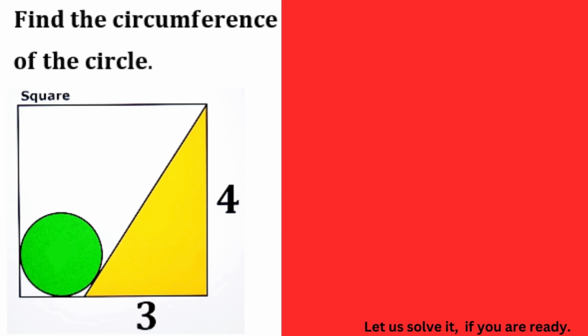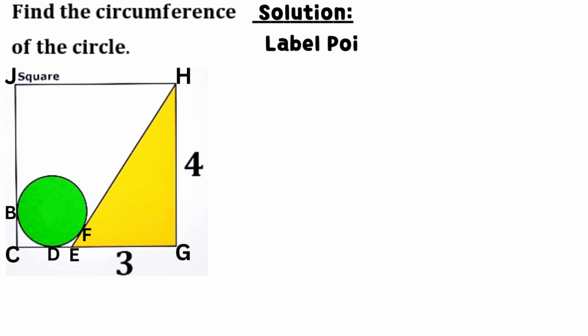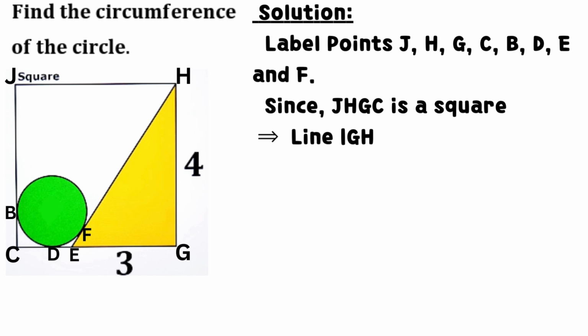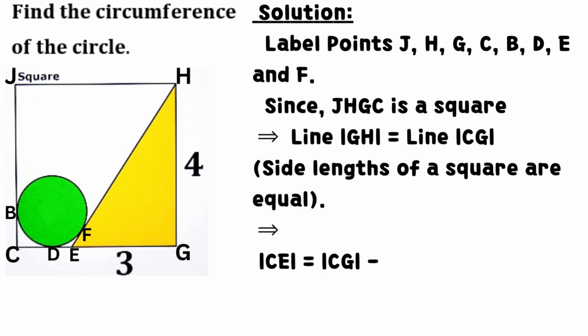Find the circumference of the inscribed green circle. Label points J, H, G, C, B, D, E, and F. Since J, H, G, C is a square, this implies that line GH equals line CG. It is because the side lengths of a square are equal. It means that CE equals CG minus EG, which equals 1 unit.